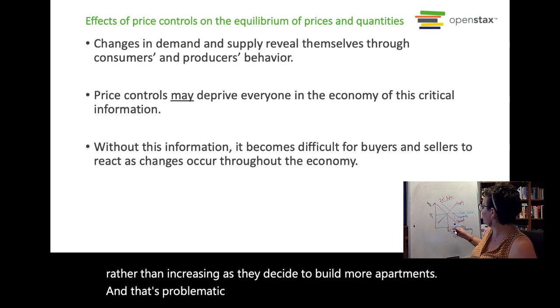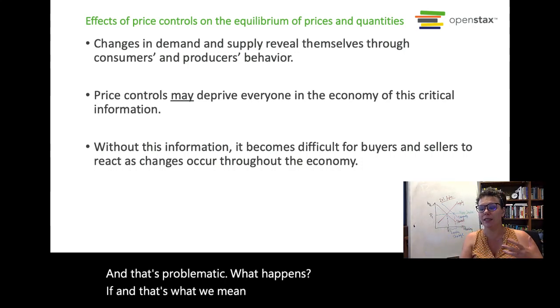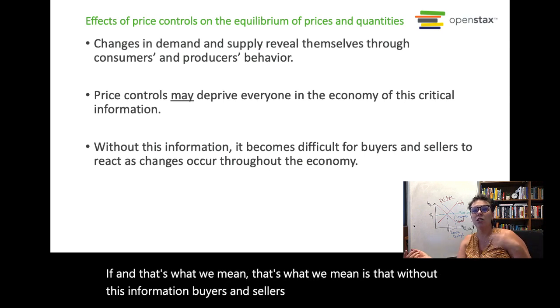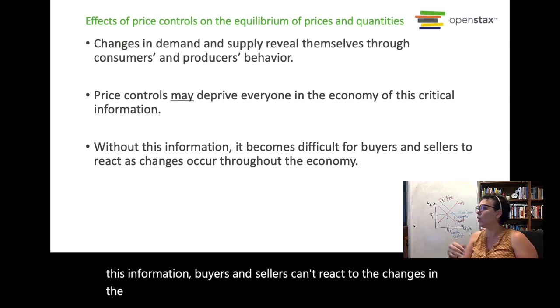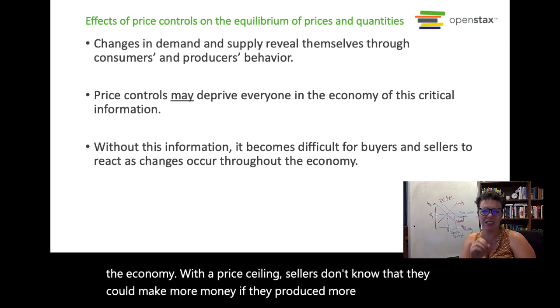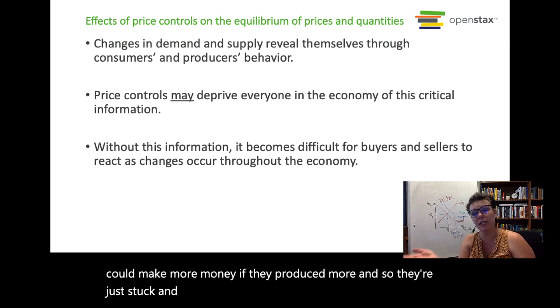That's what we mean: without this information, buyers and sellers can't react to the changes in the economy. With a price ceiling, sellers don't know that they could make more money if they produced more, and so they're just stuck. And over time, it tends to get worse.